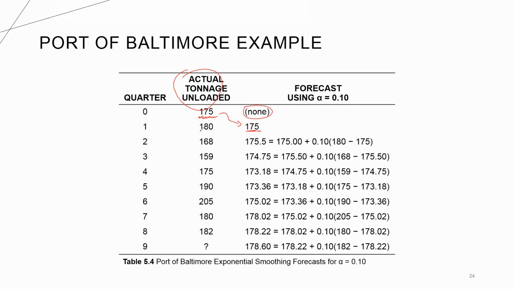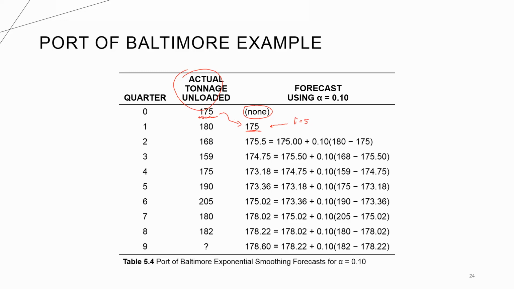The actual value was 180. So we have some error. 180 minus 175 is 5. The error is 5 for this forecast. That's a positive error. In other words, the actual value was higher than what we forecast it would be. Okay, so what does that mean? That means that we should adjust our forecast upwards.